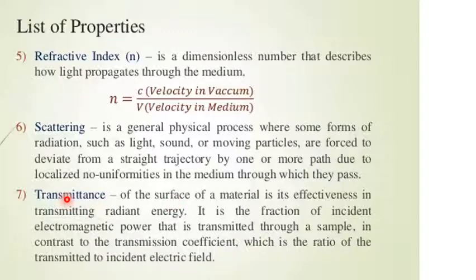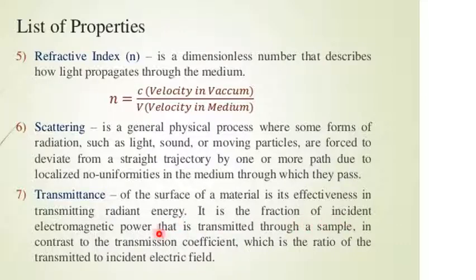Transmittance. Transmittance is related to the amount of light transmitted through a medium without absorbing. Transmittance of the surface of a material is its effectiveness in transmitting radiant energy without absorbing, just transmitting. For example, a transparent glass transmits all of the visible radiation.